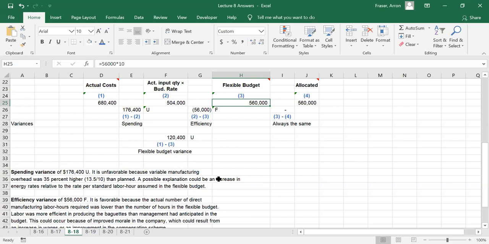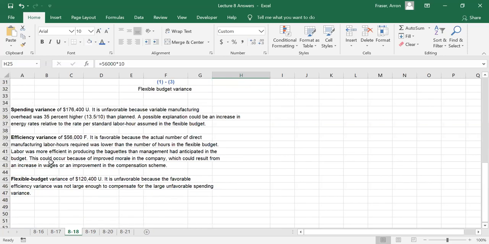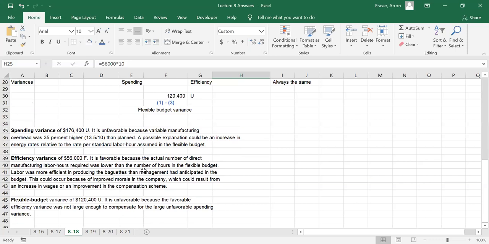A possible explanation could be an increase in energy rates relative to the rate per standard labor hour assumed in the flexible budget. So the first thing you do when you're asked to explain the variance, you give the obvious. So you say that there was an adverse or favorable variance of X amount, and then you give a reason why it could have possibly happened. You give the absolute number, and then if you can give a relative number saying that it was 10% more or 10% less, and then you give a reason. So you give the absolute number, you give a relative comparison, a percentage, and then you give a possible explanation. So you can read the explanations that I've given here, but surely you can come up with some more.